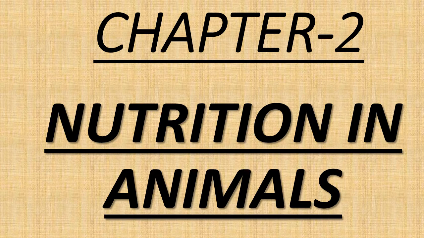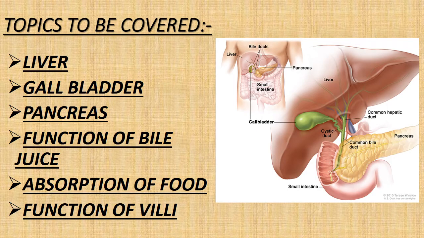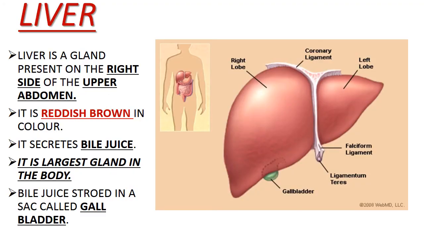Today we'll cover some topics from chapter 2, which is nutrition in animals. Topics to be covered are liver, gallbladder, pancreas, function of bile juice, absorption of food and function of villi. So we'll start with liver.